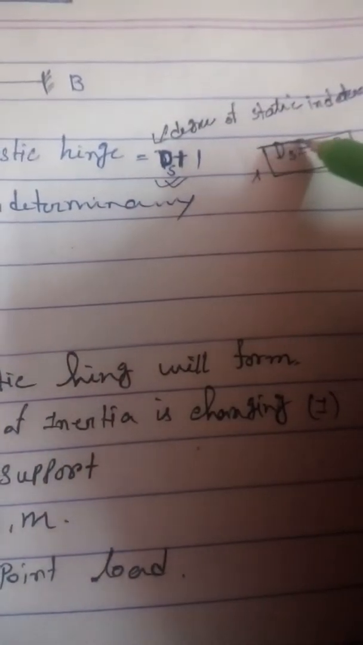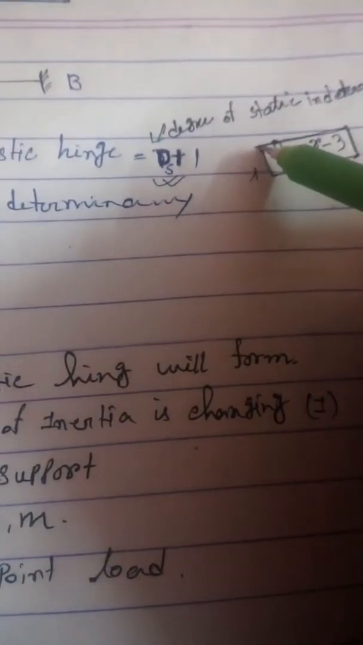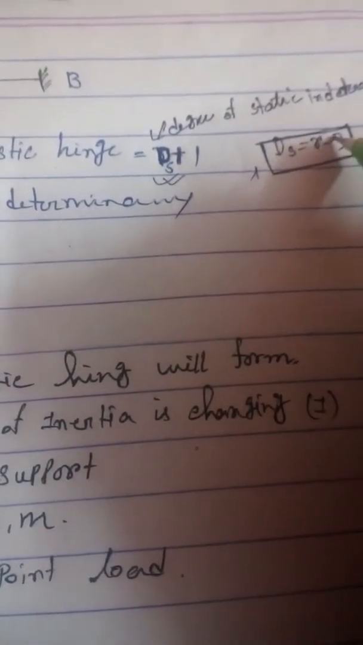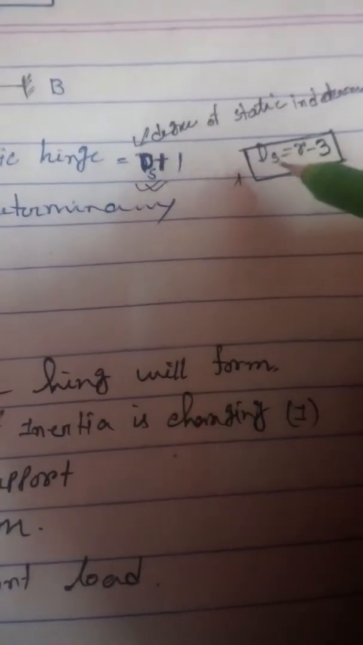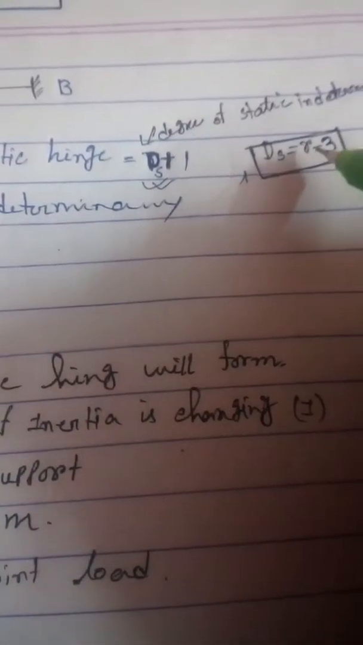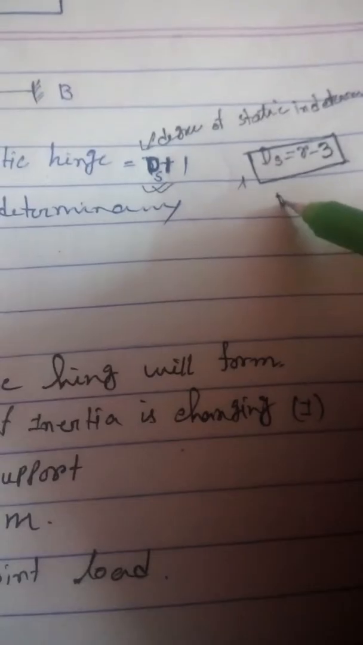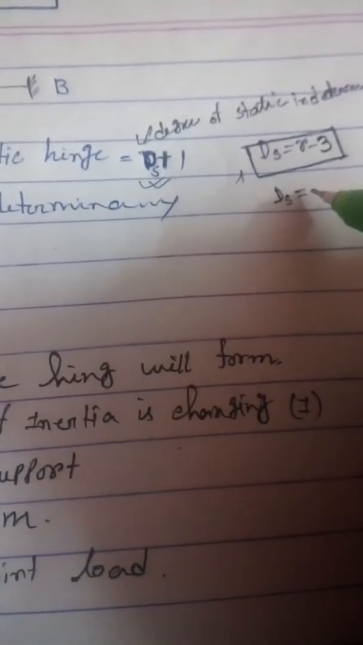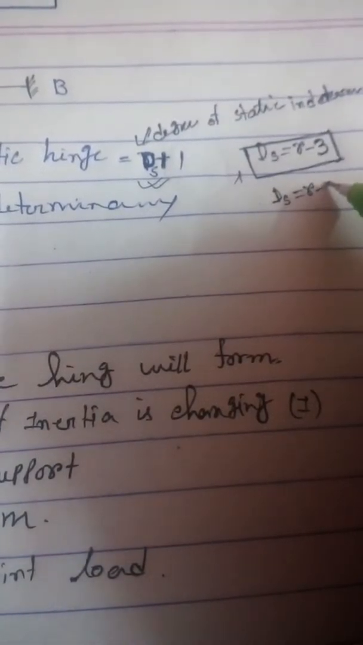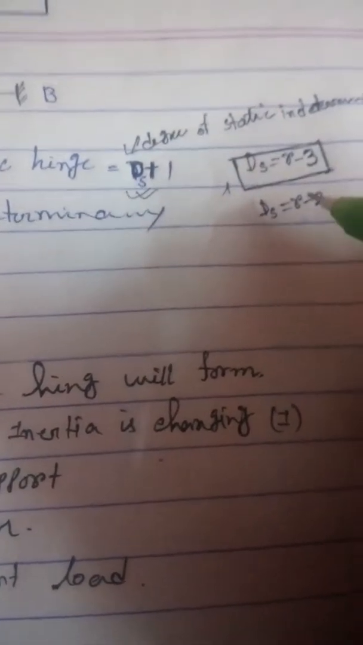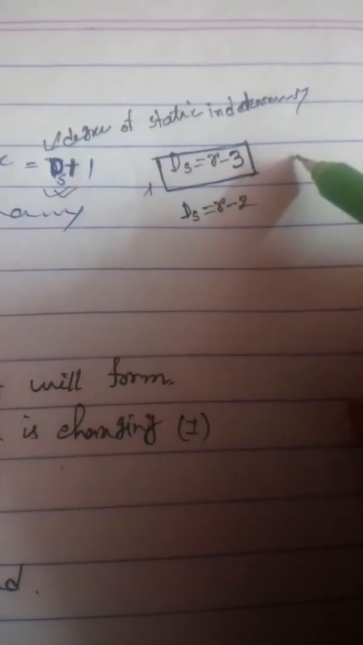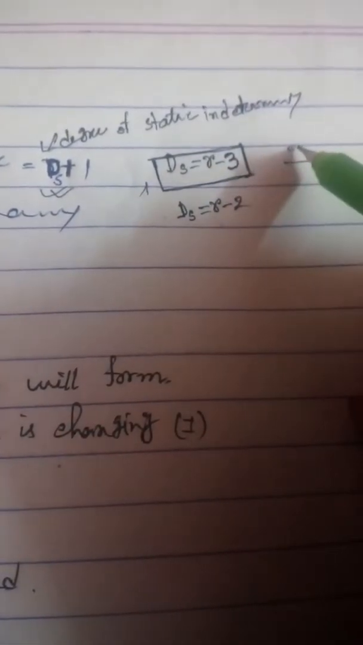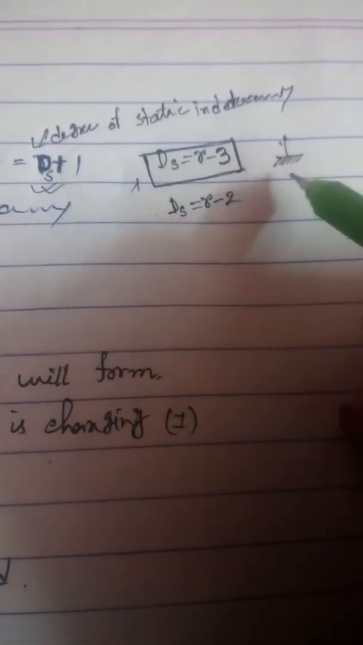Where r is the number of unknown reactions and 3 is the number of equilibrium equations. So in this case we will consider this equation as ds equals r minus 2, because here horizontal forces are neglected. Suppose it's a fixed point. Okay, so here three reactions will act.